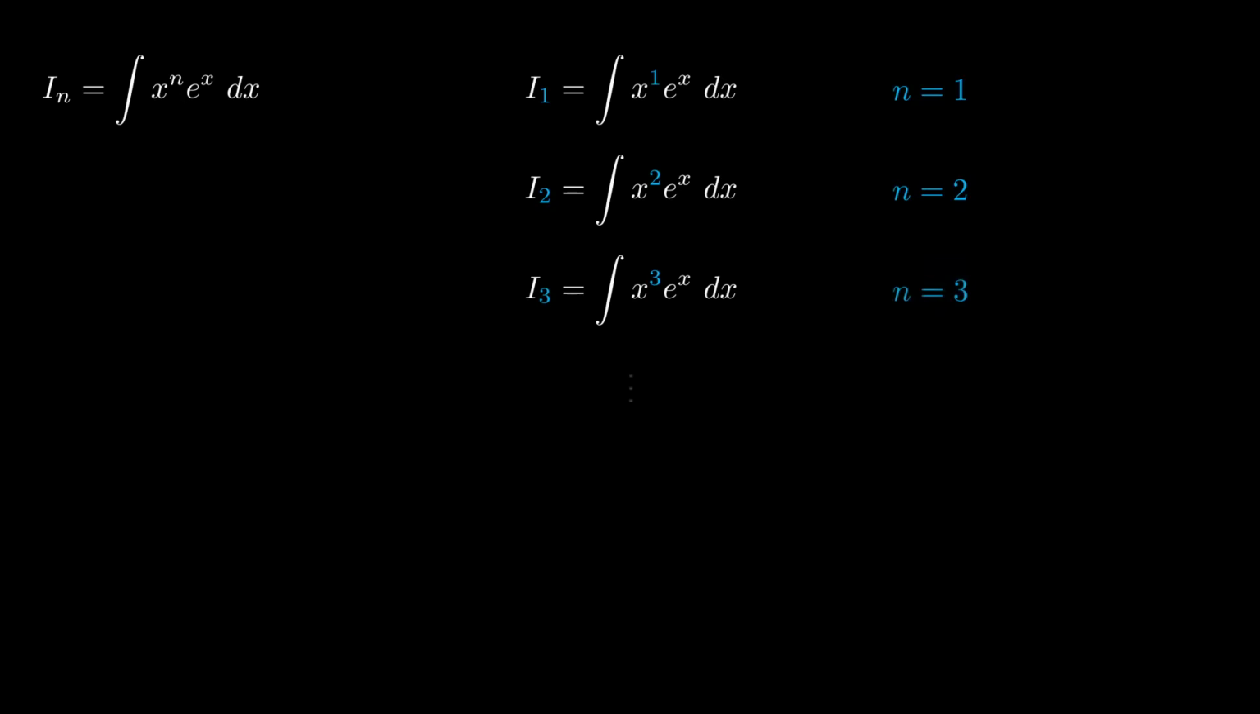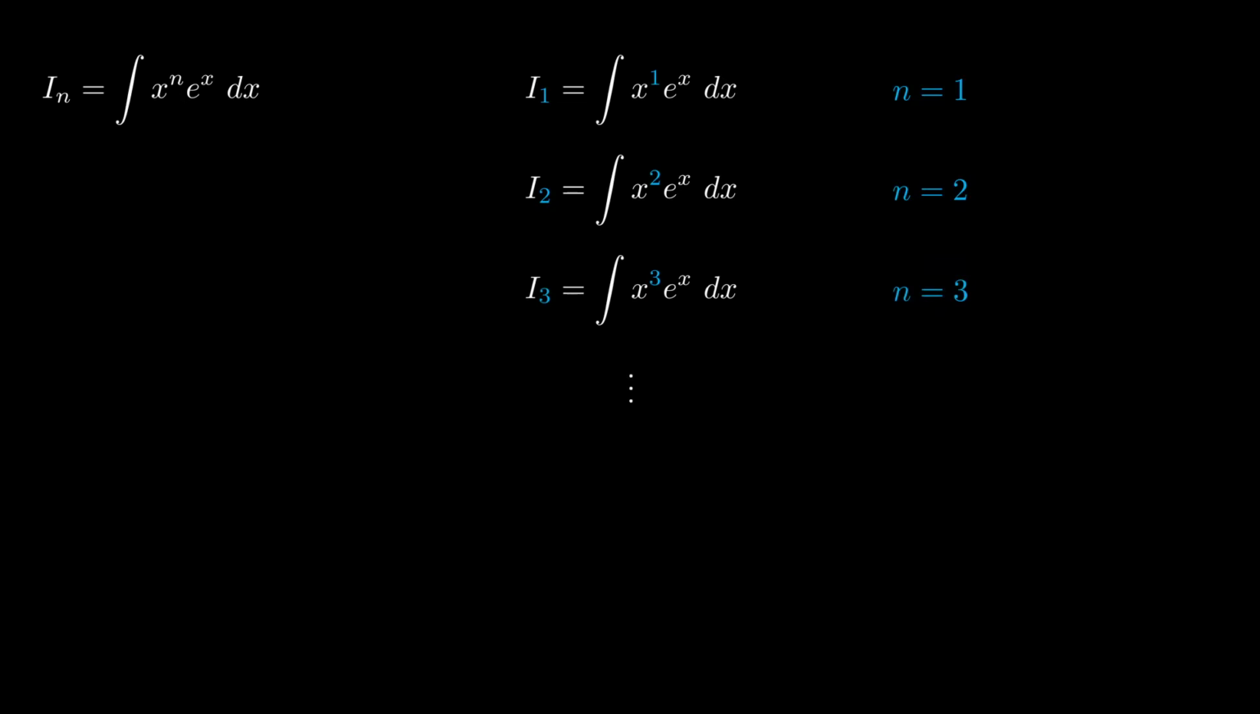Alright, today we're looking at reduction formulae, which is the last little thing in this topic. So, we're going to start with something looking a bit like this. Now, what this means is it's a sequence of integrals defined where I_n equals the integral of x^n e^x dx. So, say I_1 would be x to the power of 1, e^x dx, so that's with n equals 1. I_2 would be with x squared instead, so n equals 2. I_3 would be with x cubed with n equals 3, and so on.